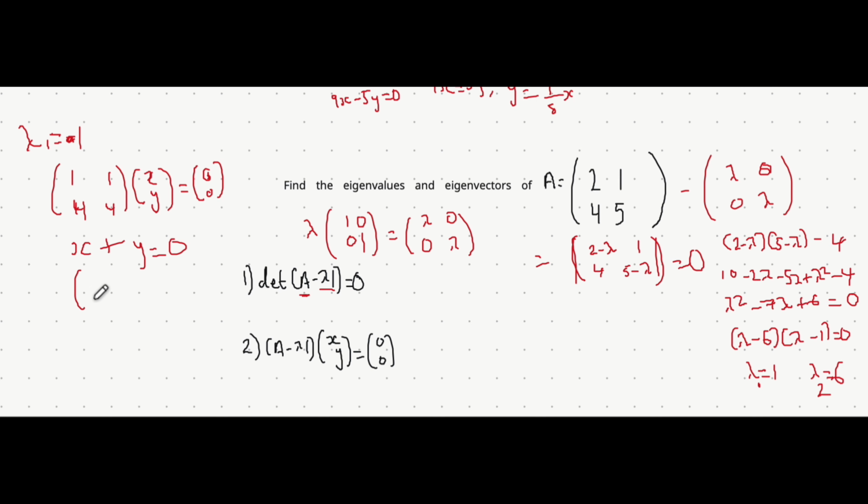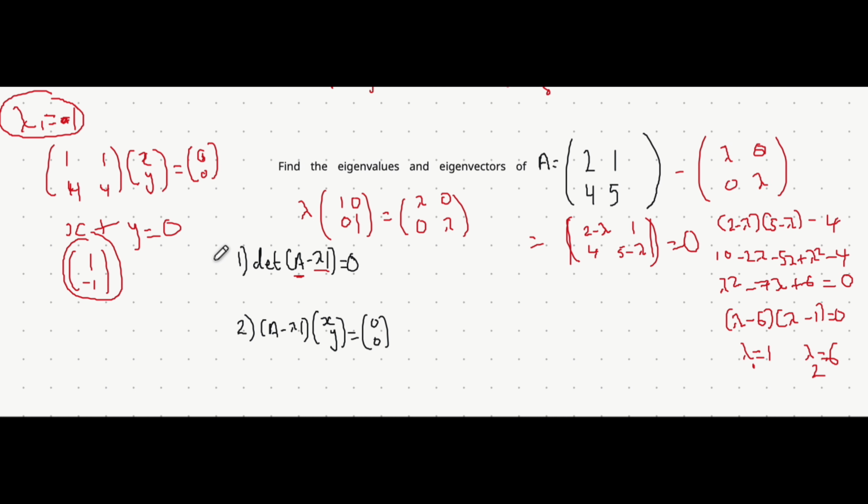The importance of this is it tells you that if x is equal to 1, y would have to be equal to minus 1 in order for x plus y to equal 0. And that tells you that for this specific eigenvalue, this is the specific eigenvector. We now do the same thing, but this time we're going to find the eigenvector for this specific eigenvalue of positive 6. So for the eigenvalue of positive 6, again we do the same process, so this time replacing lambda with 6. 2 minus 6 is minus 4, this value stays as 1, this value is 4, 5 minus 6 is minus 1. All multiplied by x, y is equal to 0, 0.